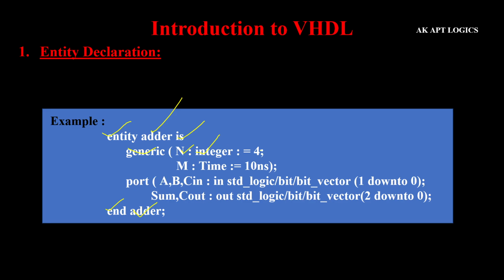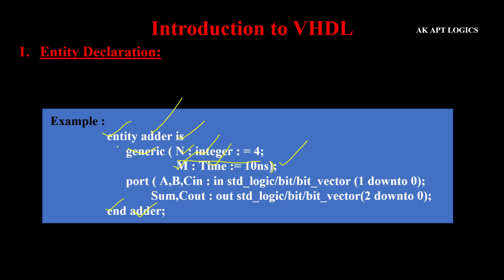Semicolon after that. M is another constant which is type time, and its value is 10 nanoseconds. We can see that for the last value we are not going to give semicolon immediately after assigning the value. We are putting the closed parenthesis, and then we are going to put the semicolon. You shouldn't forget this.